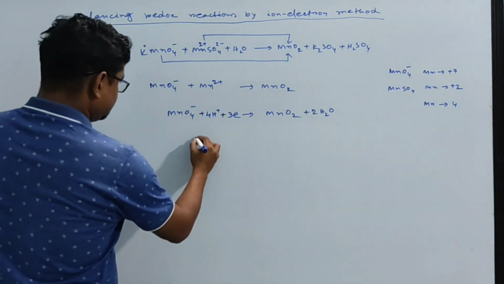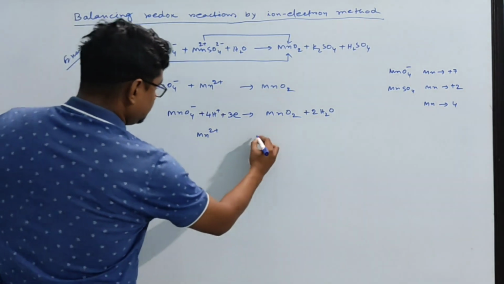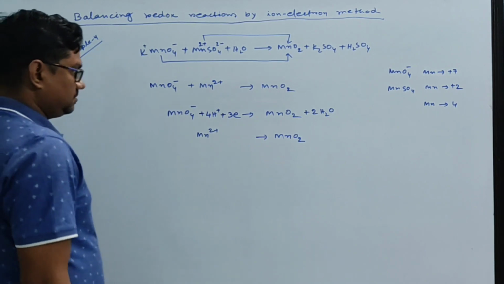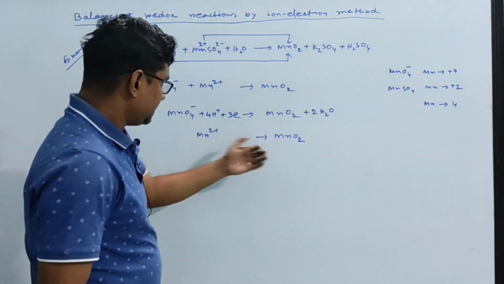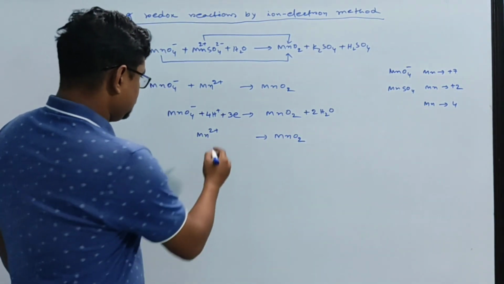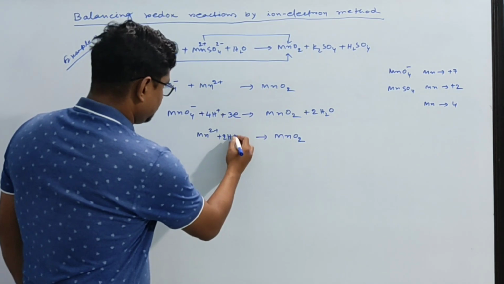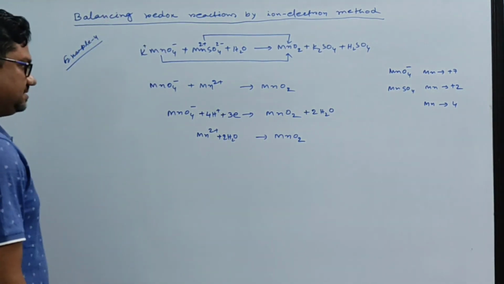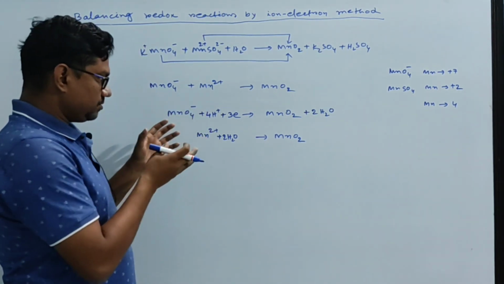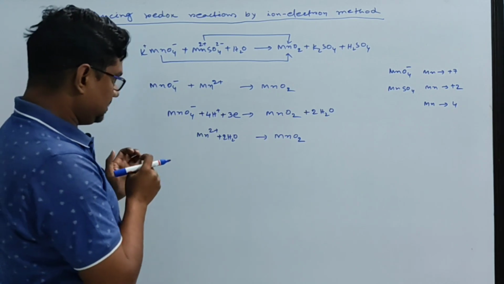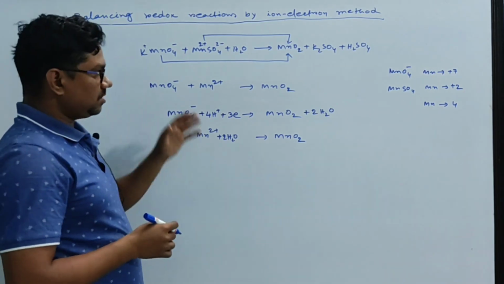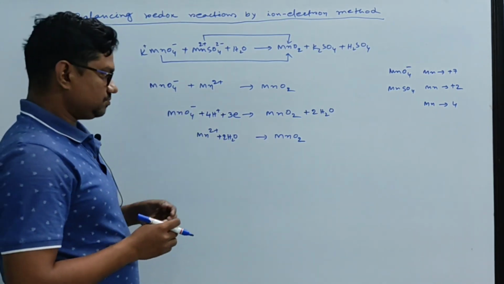Now the second process, that is Mn2 plus going to MnO2. Here you see manganese is balanced, but 2 oxygens are extra in the right hand side, so we have to add 2 water molecules at the left hand side. Okay, as I said in my earlier videos, there are some rules why I am adding water and electrons on those. You can check any standard textbook, or you just follow my videos, you will get those points easily.